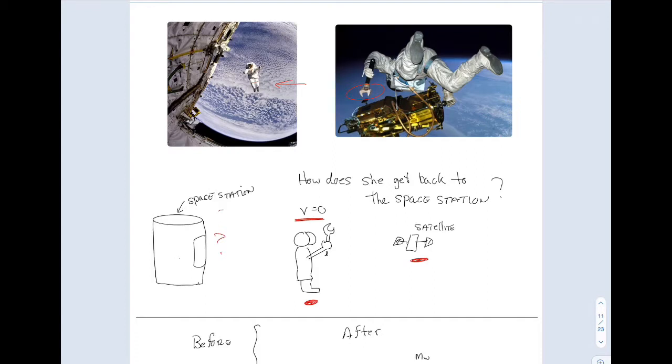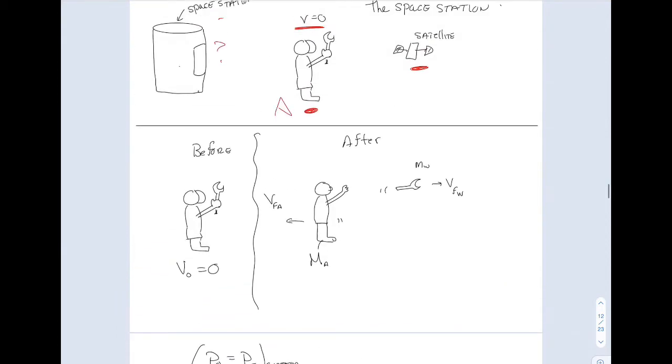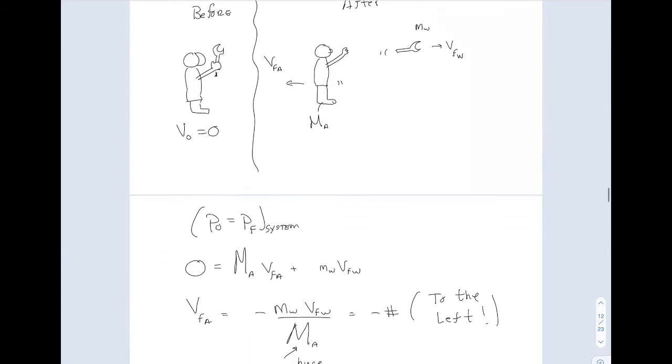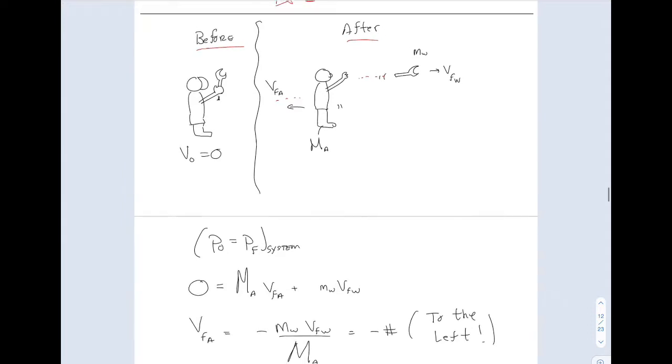Well, one way they can do that is they can throw the wrench. So what I did is I drew the astronaut holding the wrench. This is the before picture. Here's the after picture. So before picture, they're not moving, initial velocity is 0. The after picture, the astronaut throws the wrench to the right. The astronaut is going to recoil backward to conserve momentum.